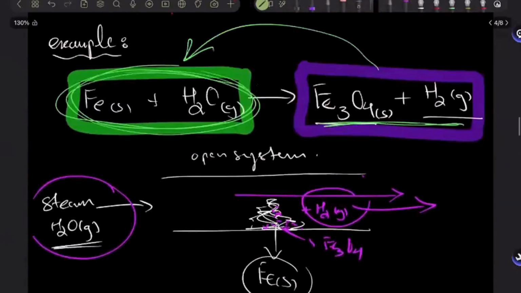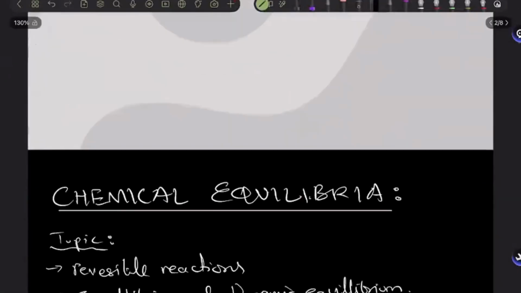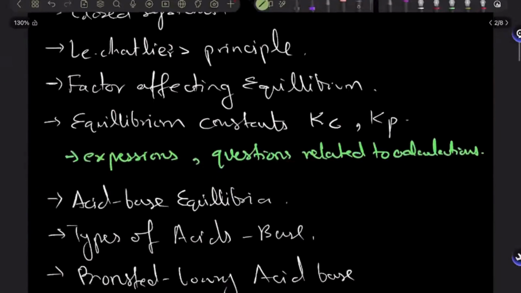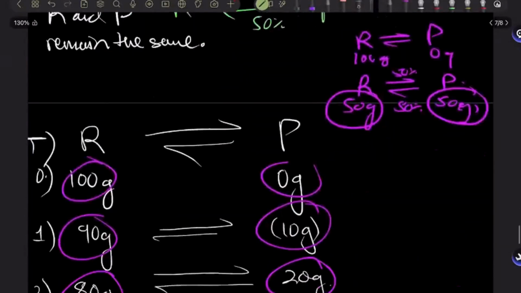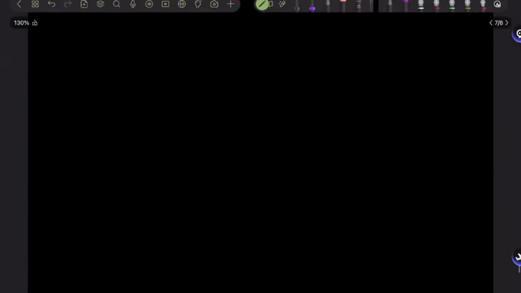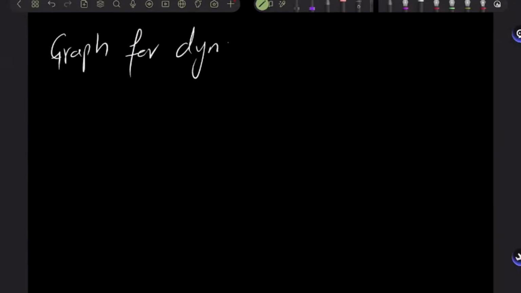And after dynamic equilibrium, we've done closed systems. Now, what I need to do is I need to make a graph. Let's move on to the graph for dynamic equilibrium.